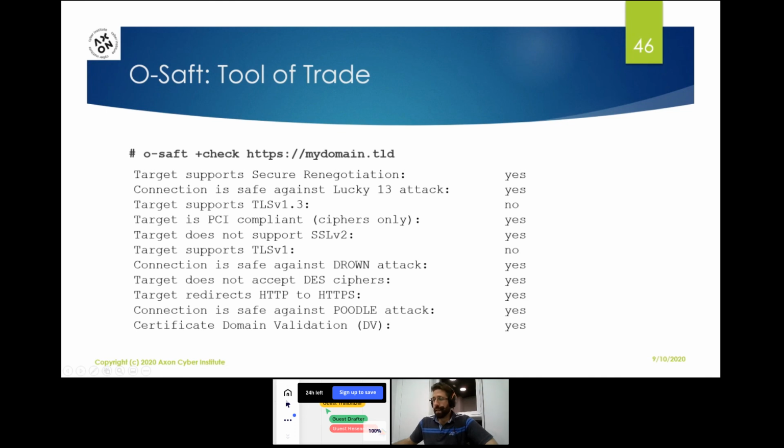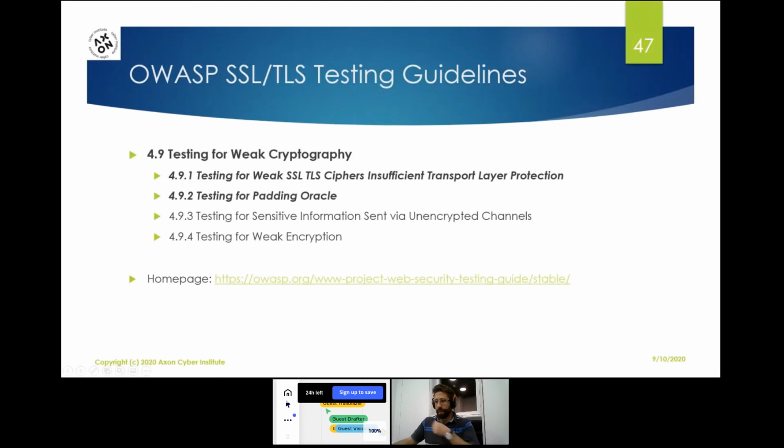Does it support secure renegotiation? Yes. Immune against Lucky 13, against DROWN, against POODLE. Yes. Does not accept DES. We said DES ciphers are obsolete. Domain validation. Yes. And others we have talked about.